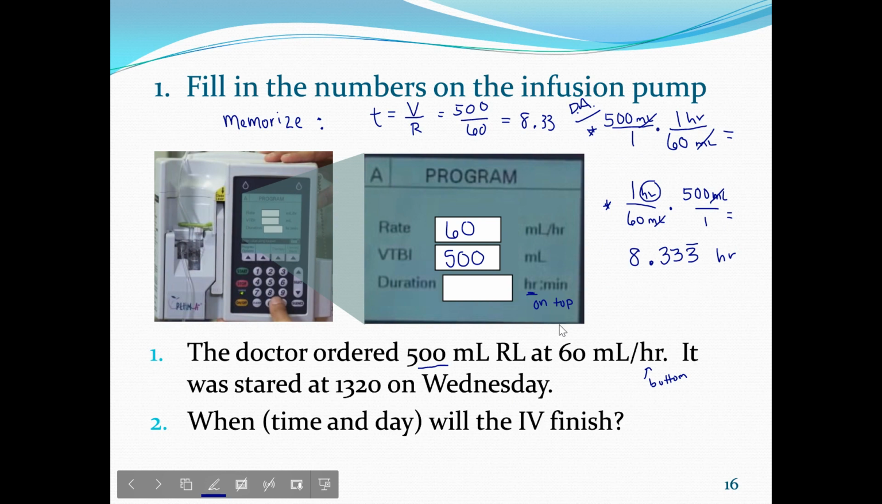Now that's great because I have here this whole number, which is 8 hours. And so that can go into my infusion pump, 8 hours. However, this decimal is a decimal of an hour. This is not in minutes because our minutes are not based on 10 like our decimal system. I actually do have to do some work here. So I have to take this and convert to minutes.